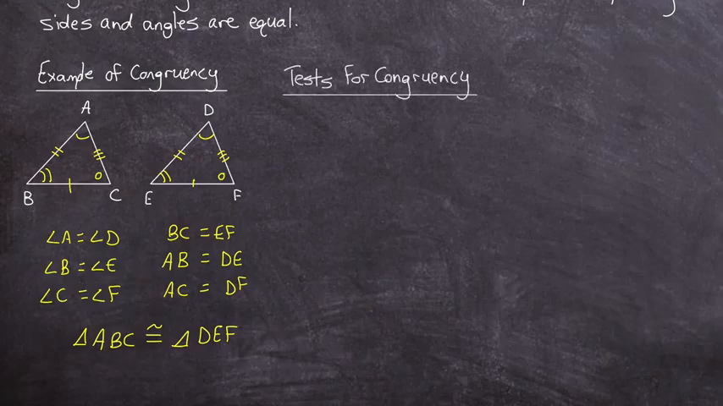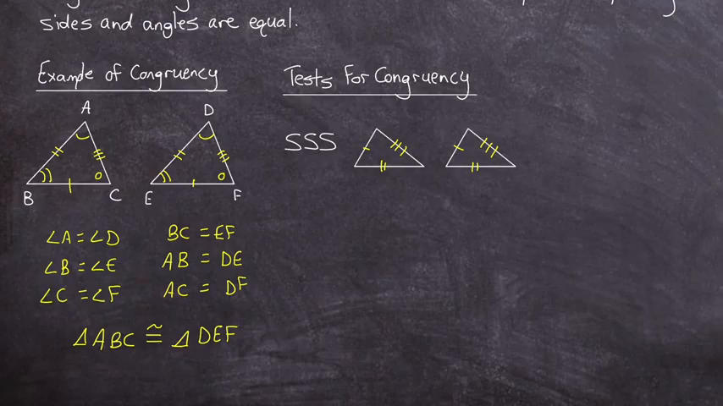There's the side-side-side congruency test, which tells you if you have two triangles with three pairs of equivalent sides, that's enough to prove that those triangles are congruent. They must be the exact same size and shape.